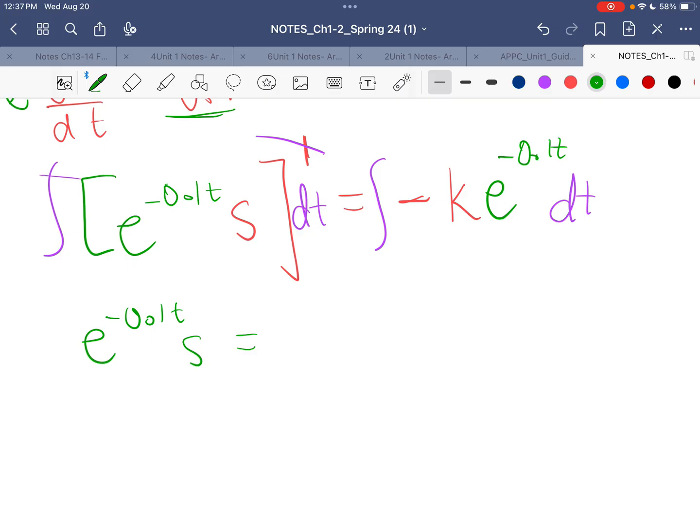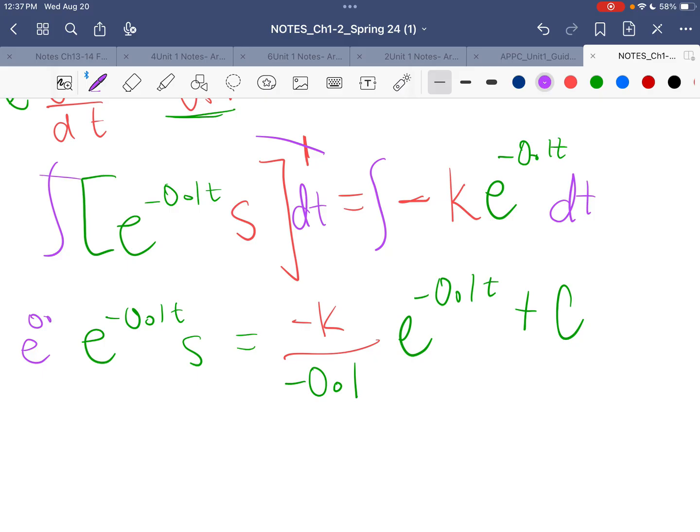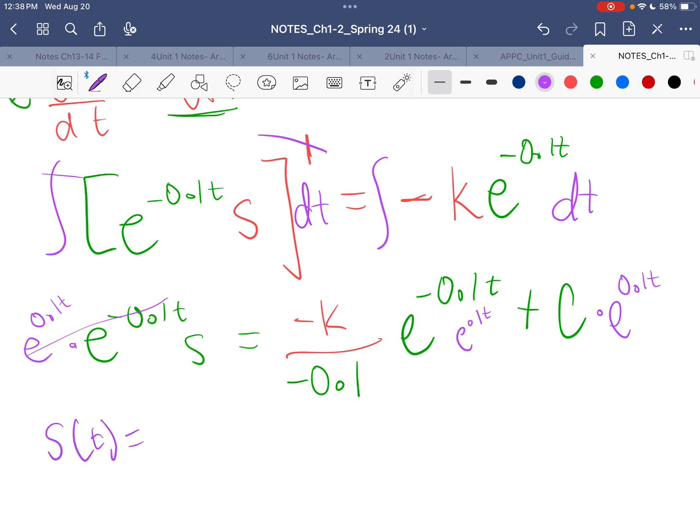Okay, integral of e to the negative 0.01t, we're going to get divide by negative 0.01, e to the negative 0.01t, plus some constant c. Solving for s means I'm dividing everything by e to the negative 0.01t, or we could think of it as multiplying everything by e to the positive 0.01t. So we have k over 0.01, which is really the same thing as k divided by 1 over 10, multiplied by the reciprocal.